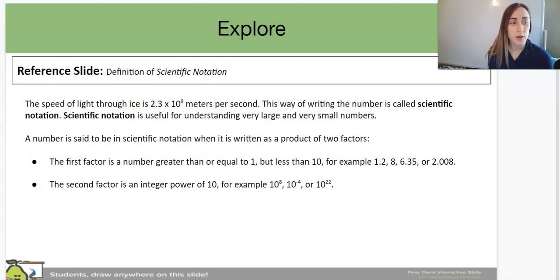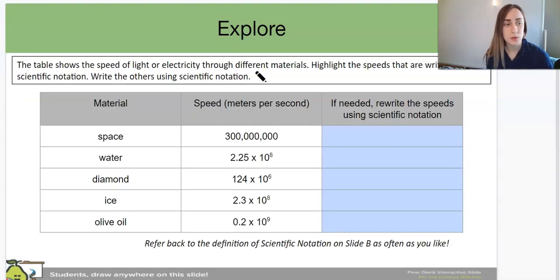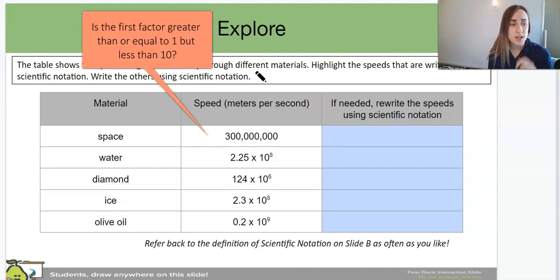Okay, so now we're going to move on to slide C in our Explore section. And on slide C, we can read the directions. So it says the table shows the speed of light or electricity through different materials. Highlight the speeds that are written in scientific notation. Write the others using scientific notation. So first, look at these numbers and highlight the ones that you think already meet our 2 rules to be in scientific notation. So I'll show them here, and we can check them off.